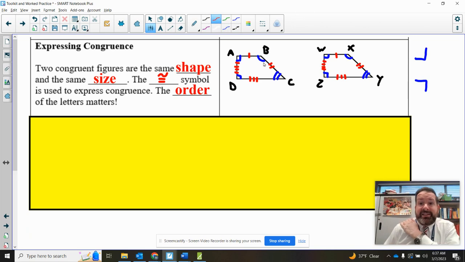The sides match up with little slashes. So AB, that segment, is congruent to WX, that segment. They each have the one mark. 2 marks with 2 marks, 3 with 3, and 4 with 4.